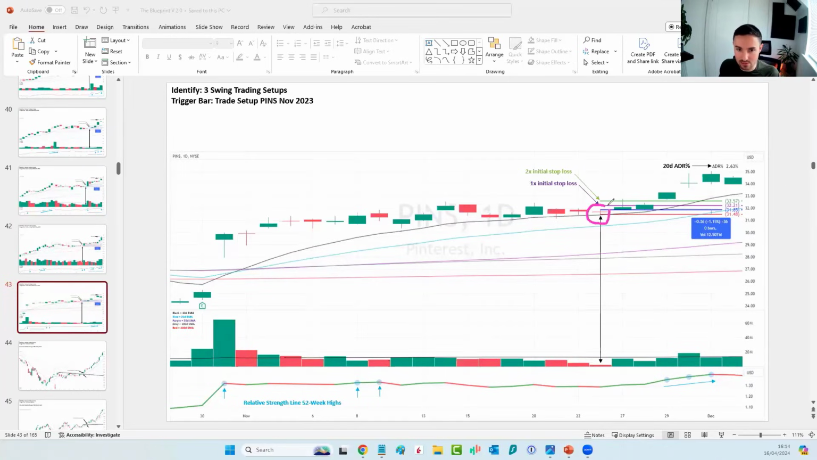So we can see, here's the trigger bar, a very tight bar. Initial stop loss target through the high, stop underneath the low, 1.15% off an ADR of 2.63%. We like that, very nice.